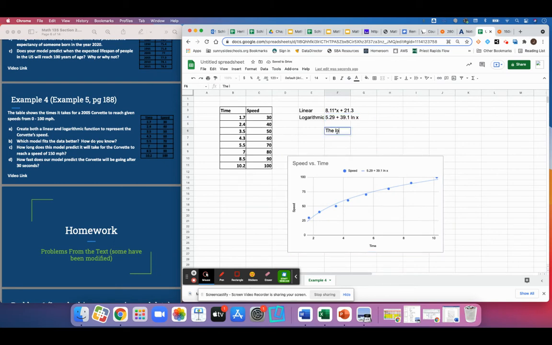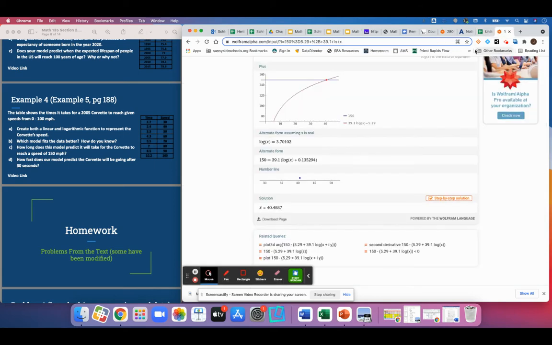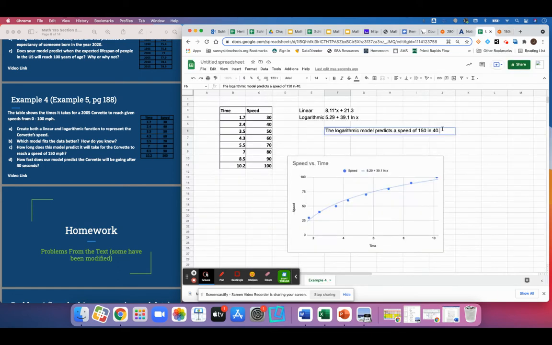The logarithmic model predicts a speed of 150 in 40 point something seconds. 40.4887. And so that's part C.